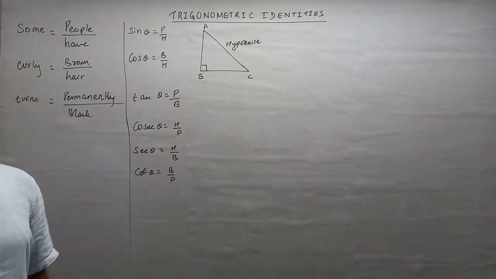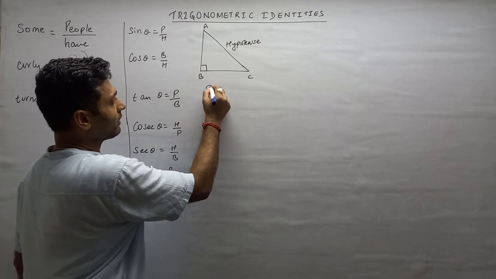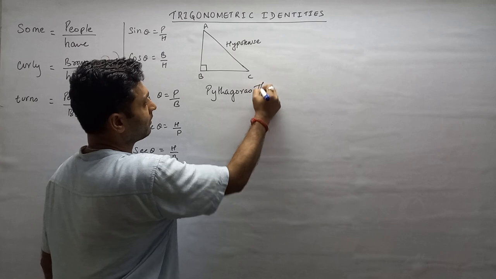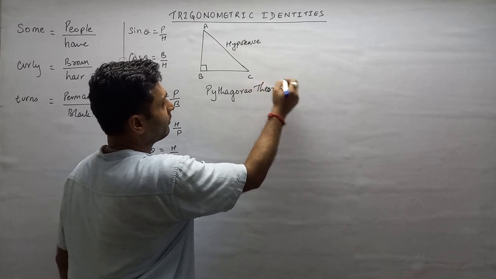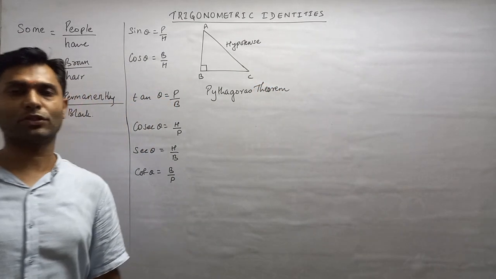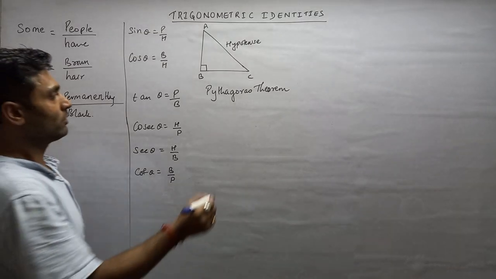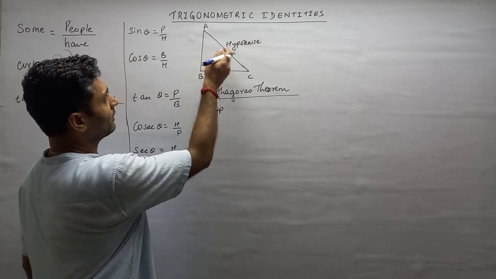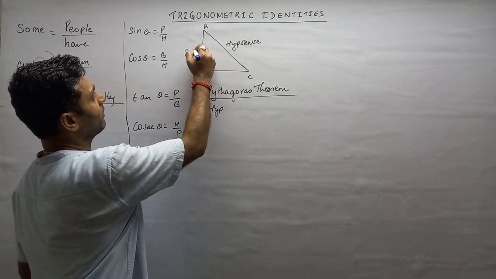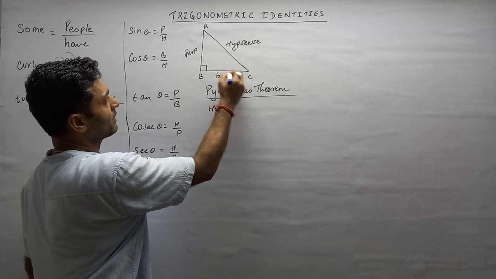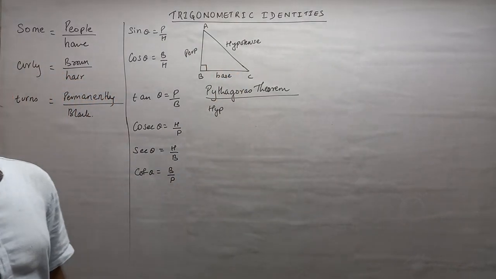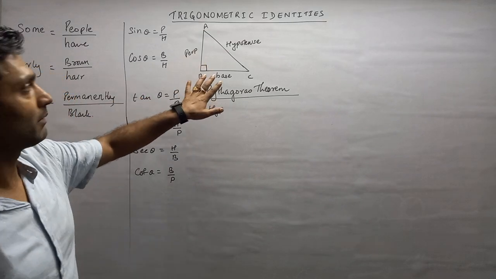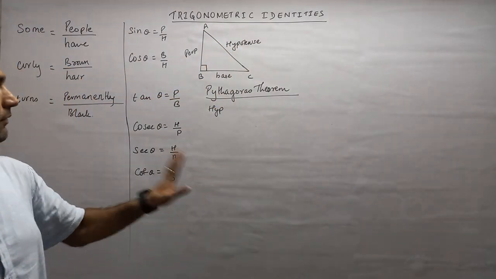So we know what is the Pythagoras theorem. Here we will be using Pythagoras theorem. We will use the Pythagoras theorem to derive the trigonometric identities. So what is the Pythagoras theorem? We know that, let's say I write this is perpendicular and this is the base. But as I told you, depending upon the theta, the perpendicular and the base can change. But the hypotenuse will always remain fixed.